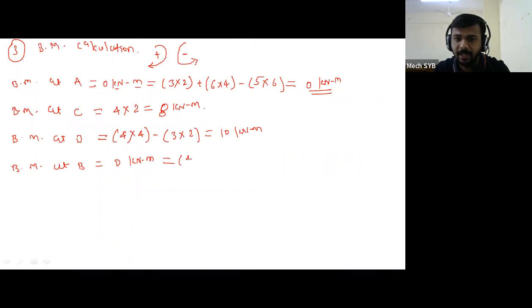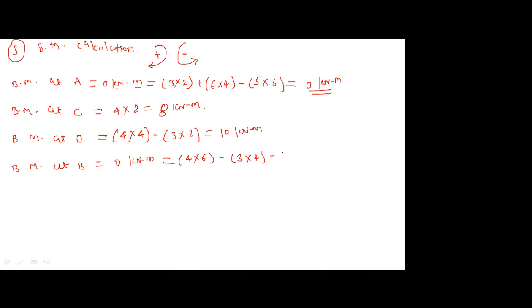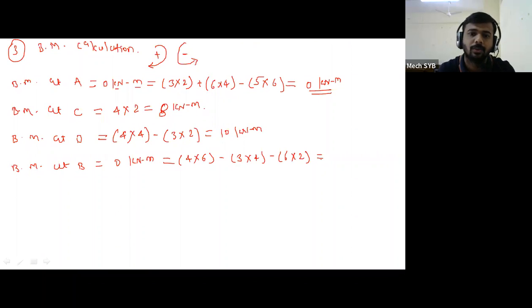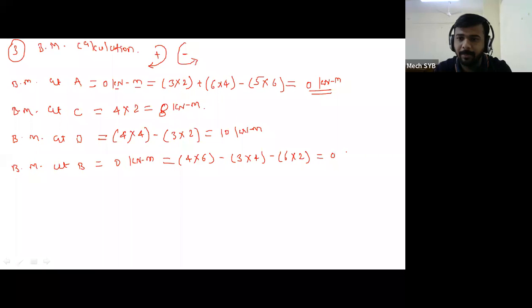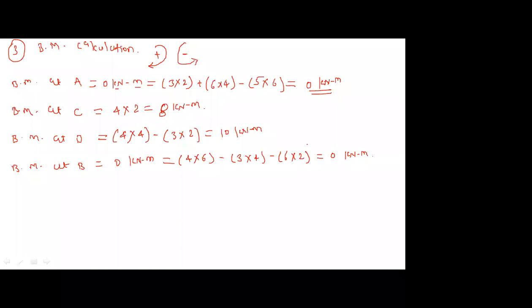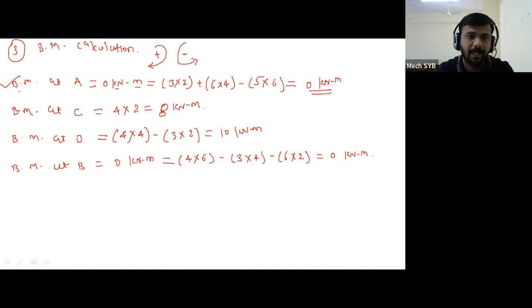So reaction RA into total distance 6 minus 3 into 4 minus 6 into 2 is equal to. What will be this answer? 0. Whether it is coming equal to 0? Yes, sir. That means if you check the bending moment at point A and bending moment at point B, it is coming equal to 0.